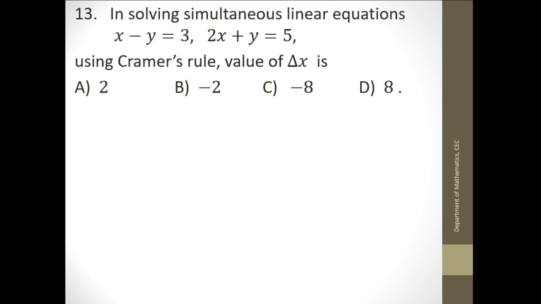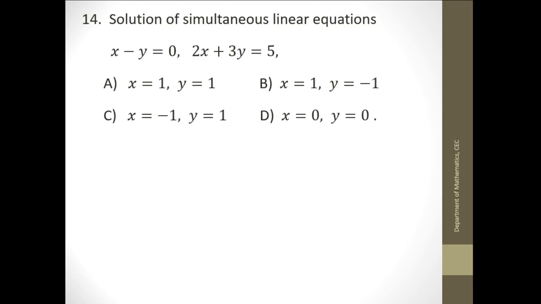Similarly, in a 2 by 2 matrix, to find delta x in Cramer's rule, the first column 1 minus 1 3, replace 1 by 3. Determinant of 3 minus 1 and 5 1. So 3 minus minus 5, 3 plus 5 is 8. Answer is D.